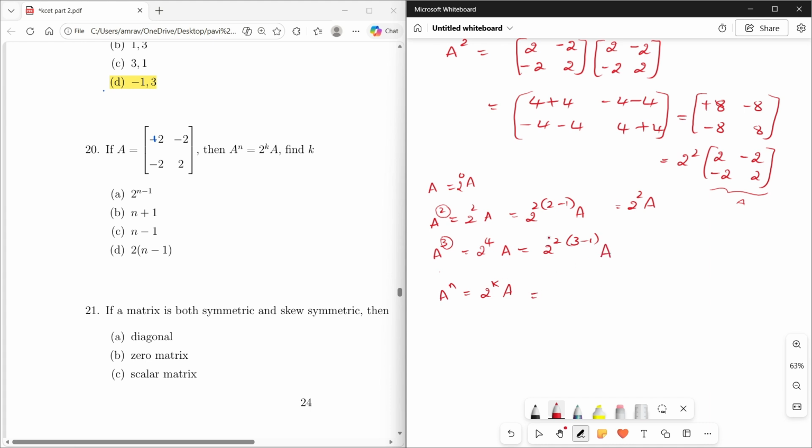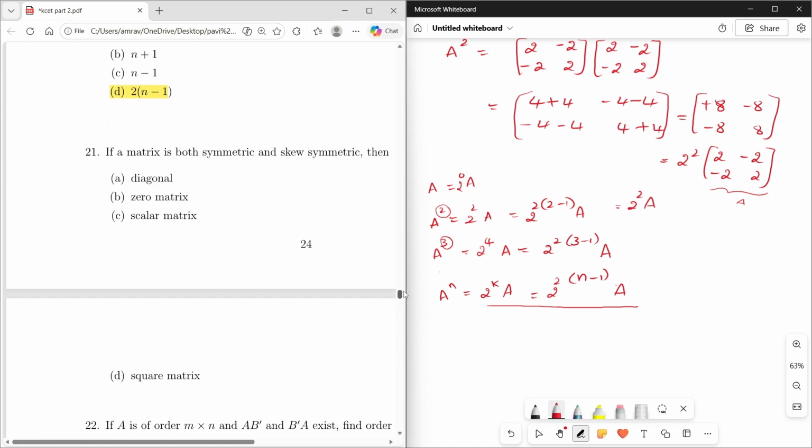So similarly, if I follow the same rule, 2 square is constant everywhere I'm taking. And here, whatever the power of A, you're taking it inside. So power of A here is n minus 1 into A. So now when you compare these two terms, 2 power k, in the place of k, what do you have? 2 into n minus 1. Then which is the right option? Option D is the correct answer, which is 2 into n minus 1. So this is how, by observing the pattern, you will be able to find out what is the value of k.